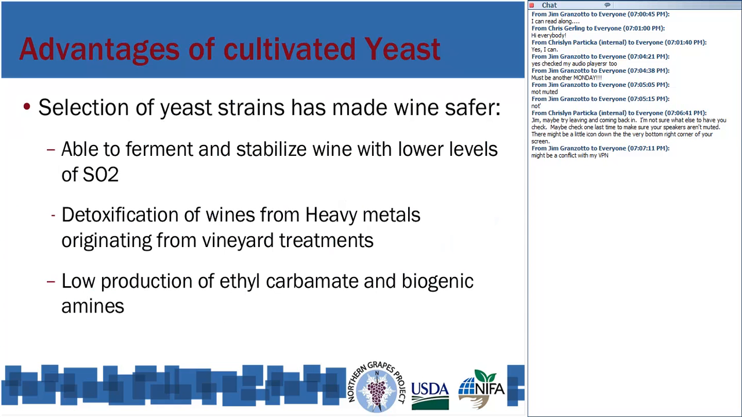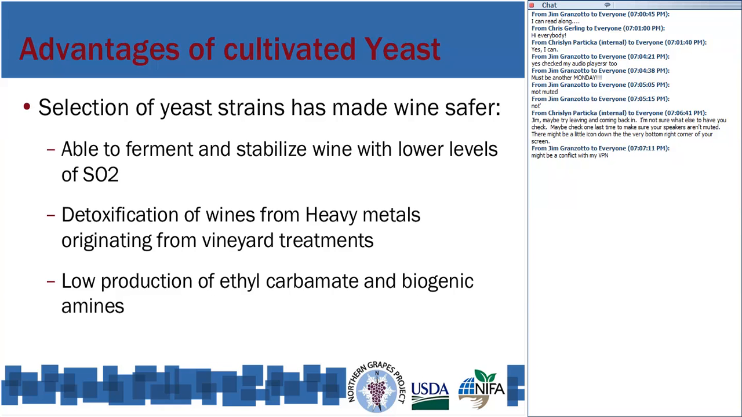And also, since we've started using cultivated yeast strains, it's actually made wine safer. Because they reliably start fermentation at the beginning, we're able to start out with lower levels of SO2 from the beginning. Some people use as low as 10 to 20 parts of SO2 at the beginning of fermentation.